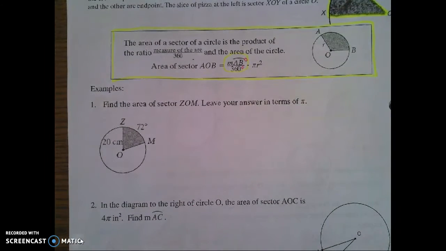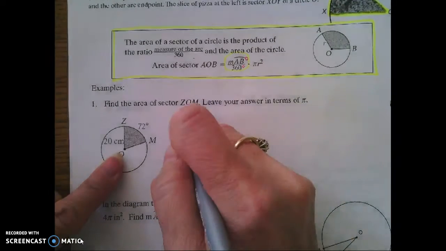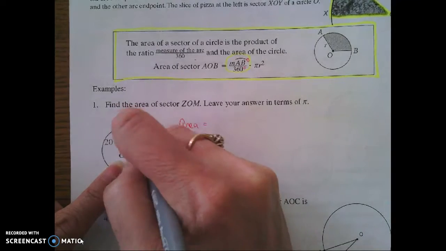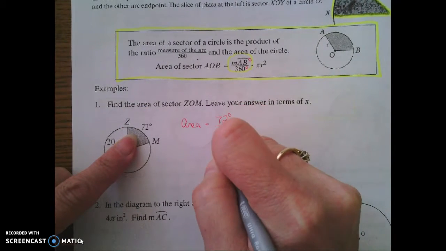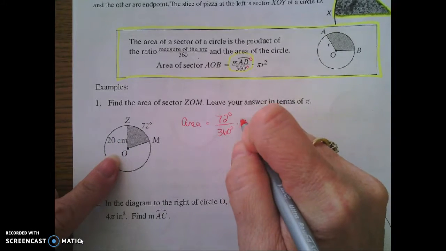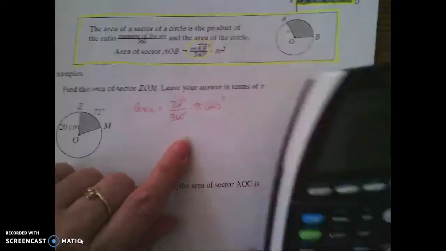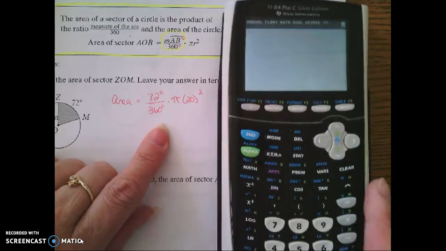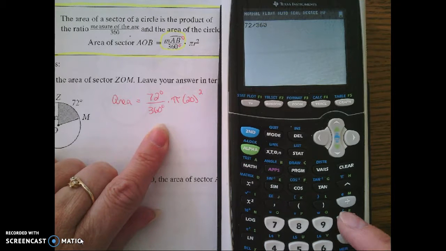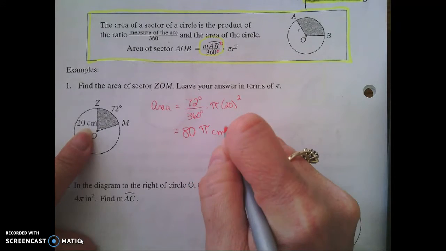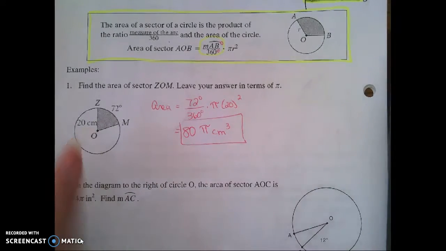So let's try an example. Find the area of sector ZOM. Leave your answer in terms of pi. So area is going to equal our degree measure. Here it is. Our degree measure, 72 degrees out of 360 degrees, times now the area, pi r squared. So all I'm typing in is 72 divided by 360 times 20 squared. And that gives me 80. Leave your answer in terms of pi, and the units are centimeters, and since it's area, that would be squared.